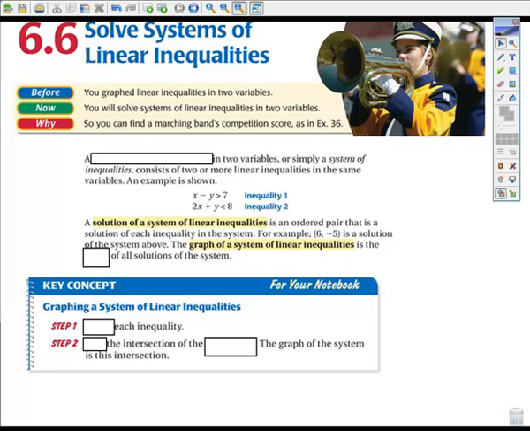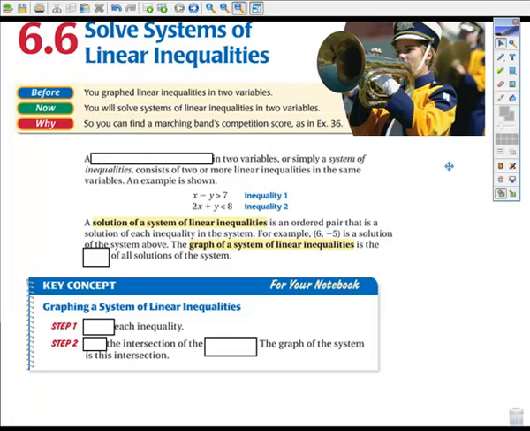Lesson 6.6 is solving systems of linear inequalities. Up to this point we've done systems of linear equations where we found that we could have one solution where the lines intersect, no solutions if the lines are parallel, and infinitely many solutions if the lines happen to be the same line. But here we're going to look at linear inequalities.